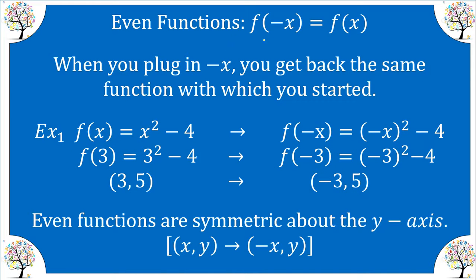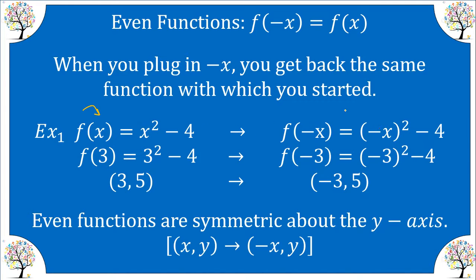So all this is saying is that the output of our negative x and the output of our positive x are the same. That's what this notation means. So let's take a look at example 1. Let's just take a look when we have no actual input values. I'm going to replace my x with negative x as we have here.